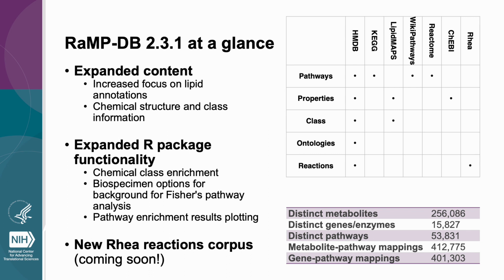Lastly, we're excited for an upcoming release that will include a reactions corpus for RaMP metabolites and genes derived from the RAIA database, opening up new opportunities for data annotation and exploration.